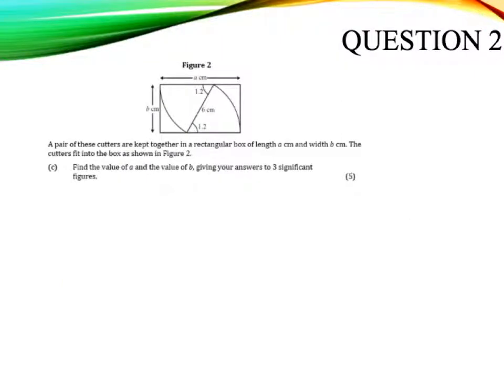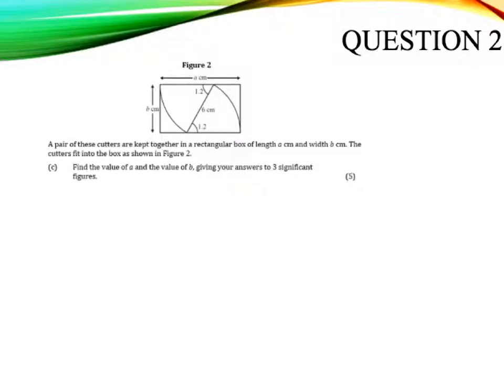Part C now starts to look at this in terms of a little bit more of a functional thing. We were told these are biscuit cutters. A pair of these are going to be kept together in a rectangular box with length A and width B. Now we're going to have to see if we can work out what these values of A and B are. Let's have a little look at the diagram first before we do anything else.